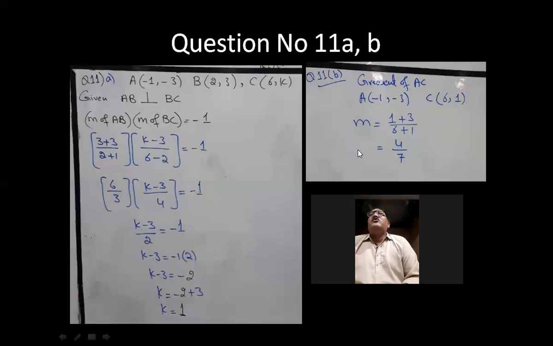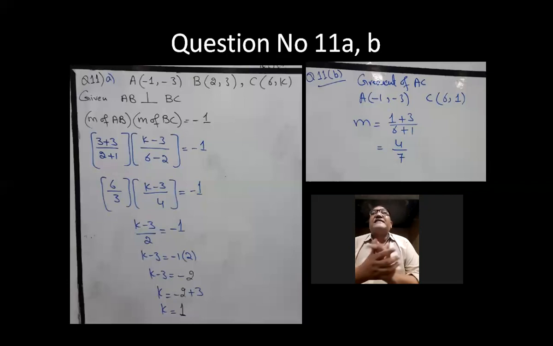The formula is y2 minus y1 divided by x2 minus x1. So 1 minus -3, it will become +3. 6 minus -1, it will become 6 plus 1. 3 plus 1 is 4. 6 plus 1 is 7. So the gradient of the line AC is 4 by 7. So this was question number 11 and its B part. I hope that you have understood this question.